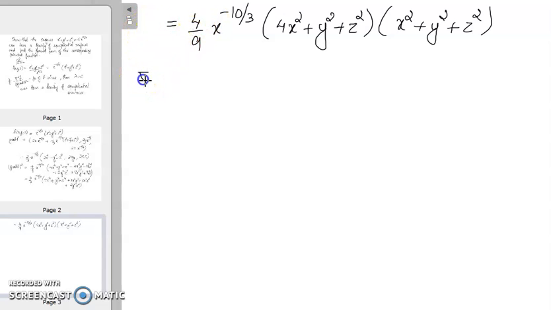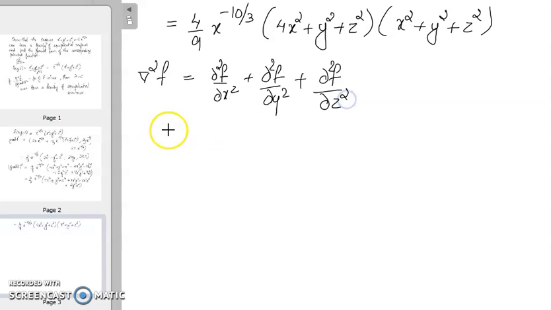ഇനി നമുക്ക് കണ്ടുപിടിക്കേണ്ടത് del square f ആണ്. So del square f will be dou square f by dou x square plus dou square f by dou y square plus dou square f by dou z square വരും. So now dou square f by dou x square will be equal to, I am writing the final answer. And നിങ്ങൾ ചെയ്തു നോക്കുക.